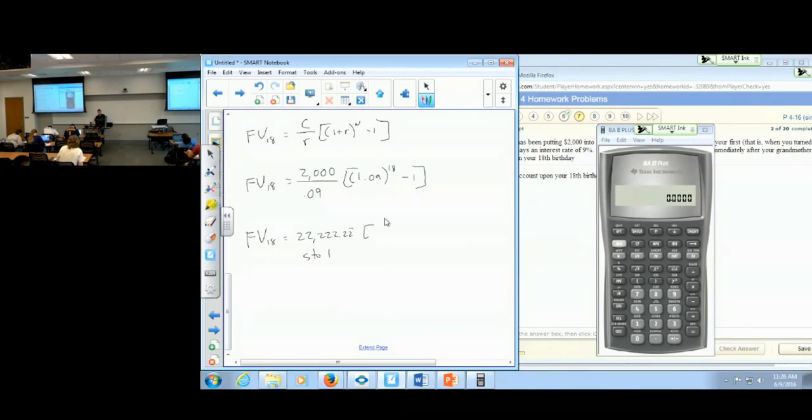All right, 1.09 raised to 18, minus 1. I'm going to clear everything out and just enter that all by itself. 1.09. Once 1.09 is on the screen, I'm going to press y to the x to raise it to a power. And now I can enter the power of 18. And then I'll say minus. Notice it goes ahead and does the exponent for me because that comes before subtraction. 1, equals, 7.1717. And I'm going to store that on the 2 key.